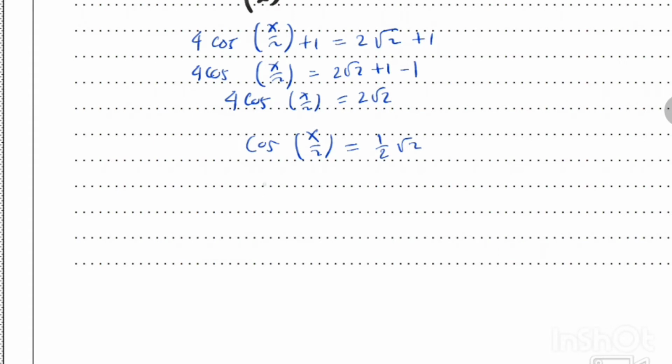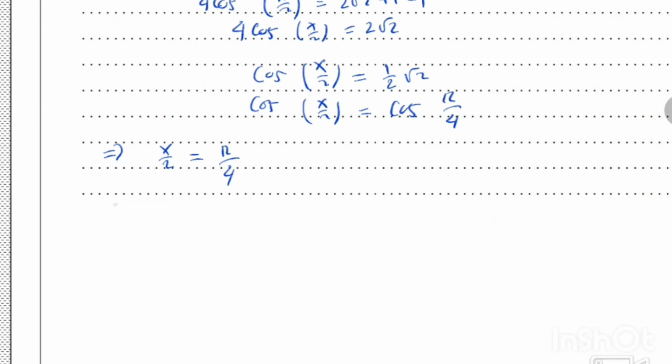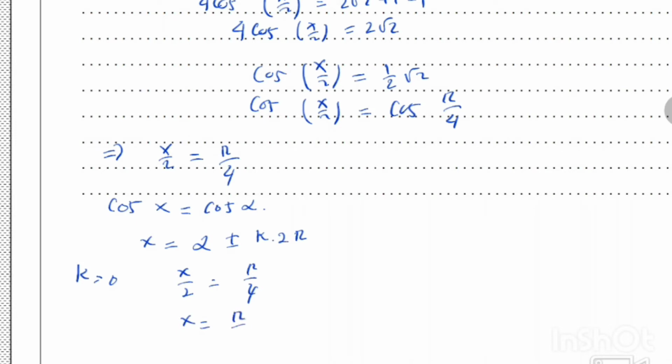And then you have cos(x/2) equals cos(pi/4), right? It means our x over 2 equals pi over 4. Remember, if cos x equals cos alpha, you can write down x equals alpha plus or minus k times 2 pi, right? So in this case, when k equals 0, then x over 2 equals pi over 4, then x equals pi over 2.